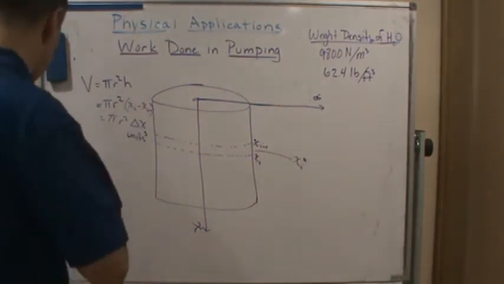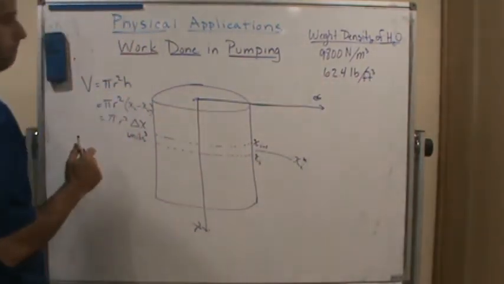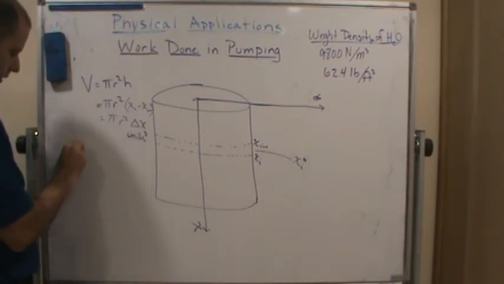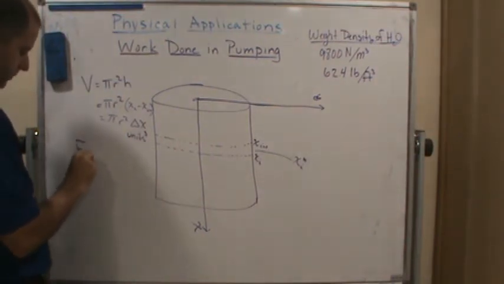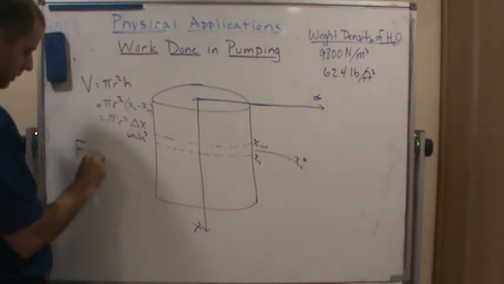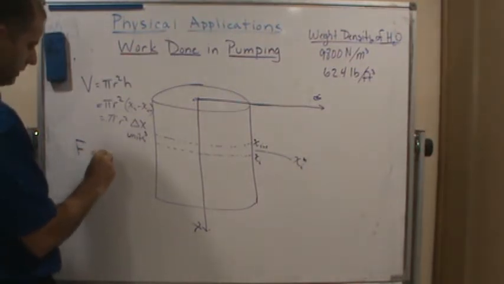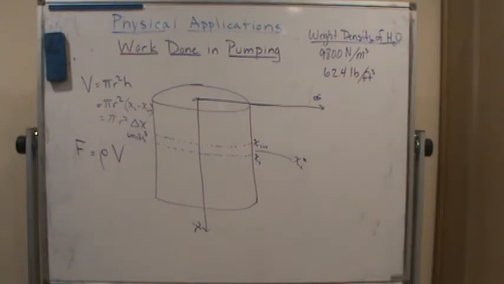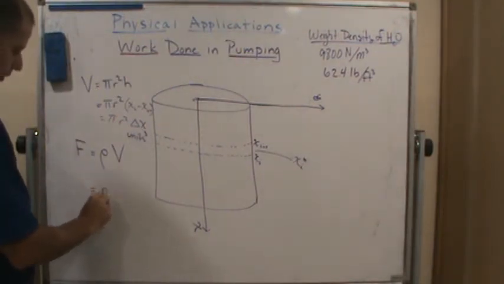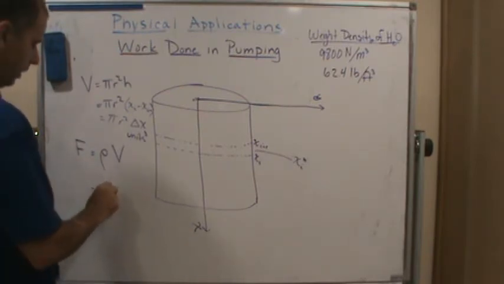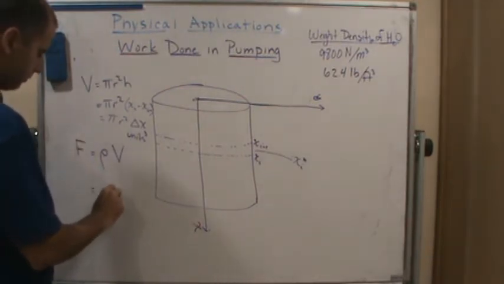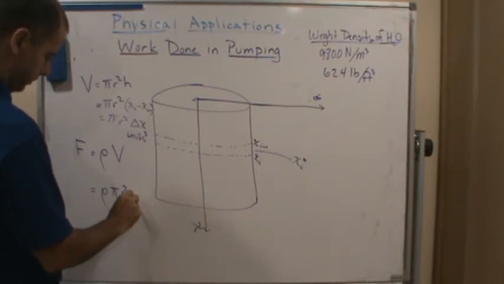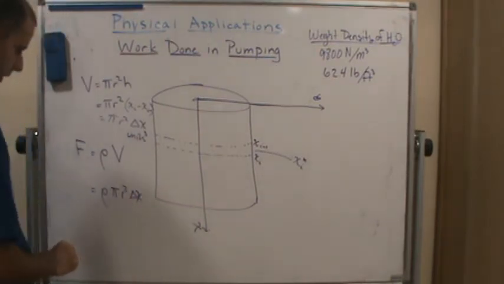Okay, so we use 9,800. In this case, the force would be represented by the density times volume, which would equal the density, or in this case the weight density, times pi r squared delta x.